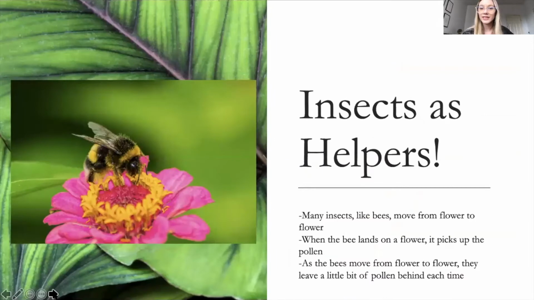If some of you said insects, you are correct. Today we're going to be focusing on a bee. Many insects, like bees, move from flower to flower. When the bee lands on a flower, it picks up the pollen. As the bees move from flower to flower, they leave a little bit of pollen behind each time.